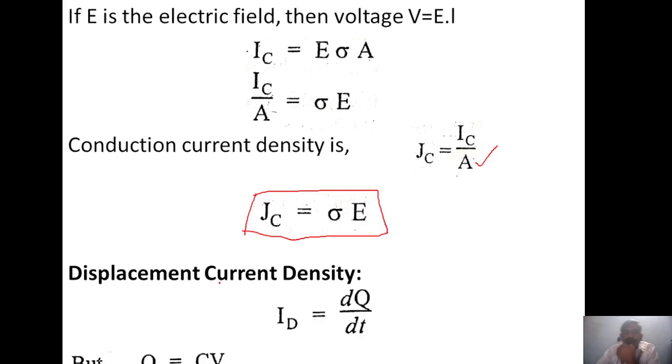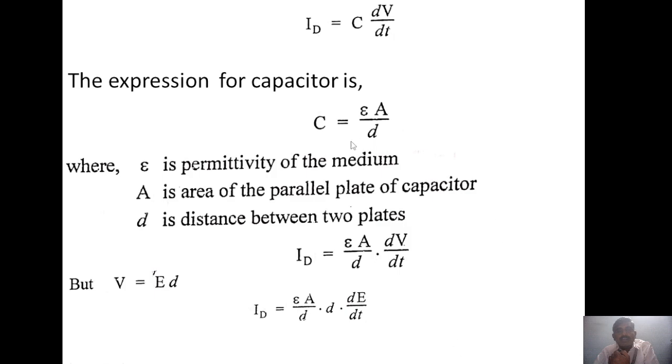Similarly, the displacement current Id: the current flowing through a capacitor is equal to dq by dt, the rate of change of charge. The capacitance C is equal to q by V. From this we can write the total charge q is equal to C into V. So Id is equal to C into dV by dt. For the capacitance of a parallel plate capacitor, we already derived C is equal to epsilon A by d farads, where epsilon is the permittivity, A is the area of cross section of the plate, and d is the separation of the plates.